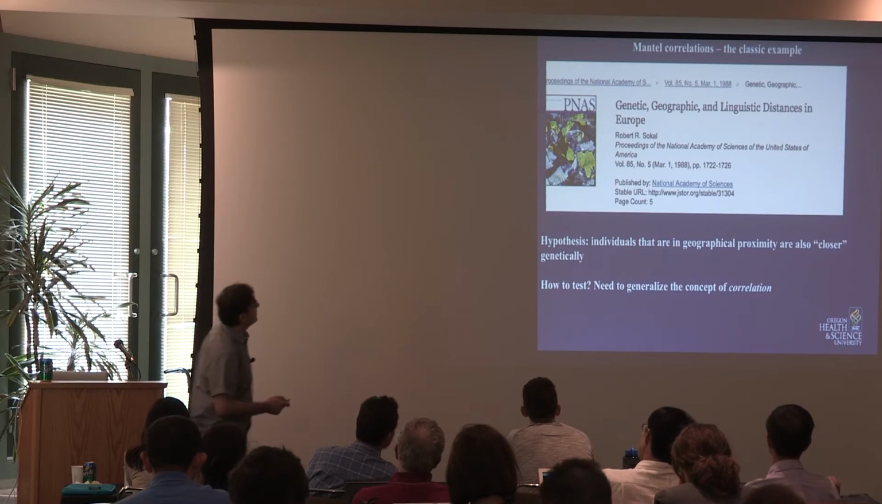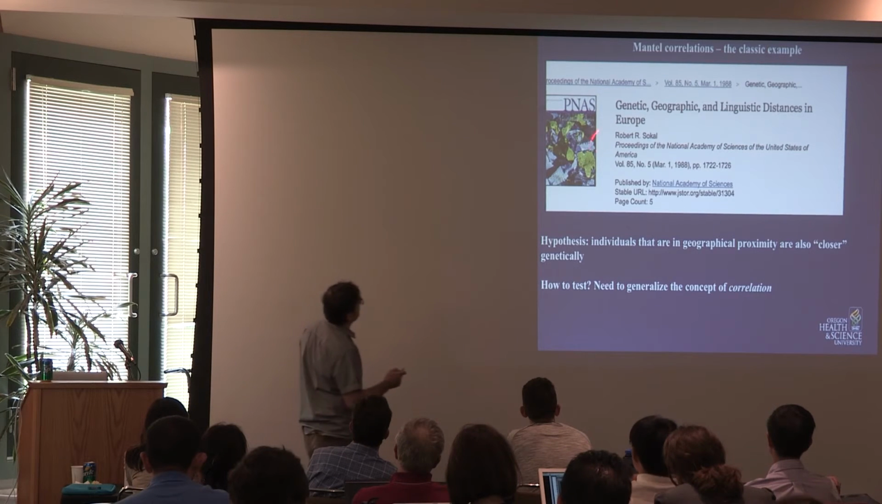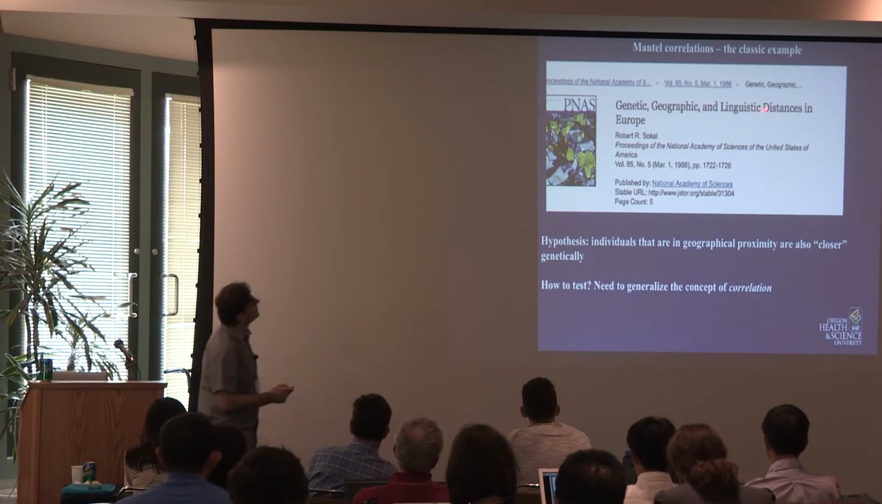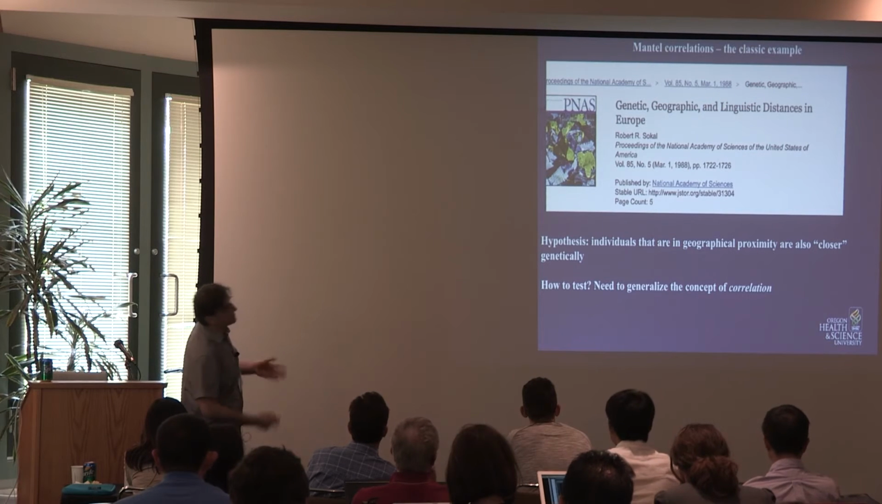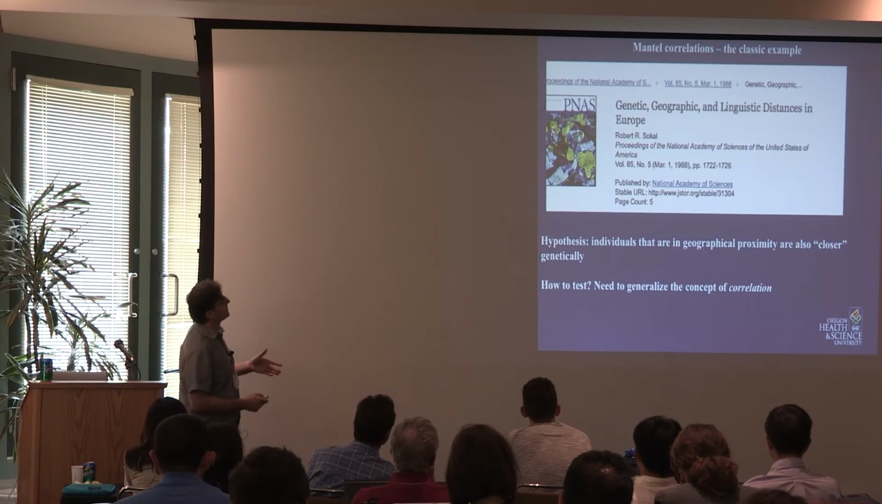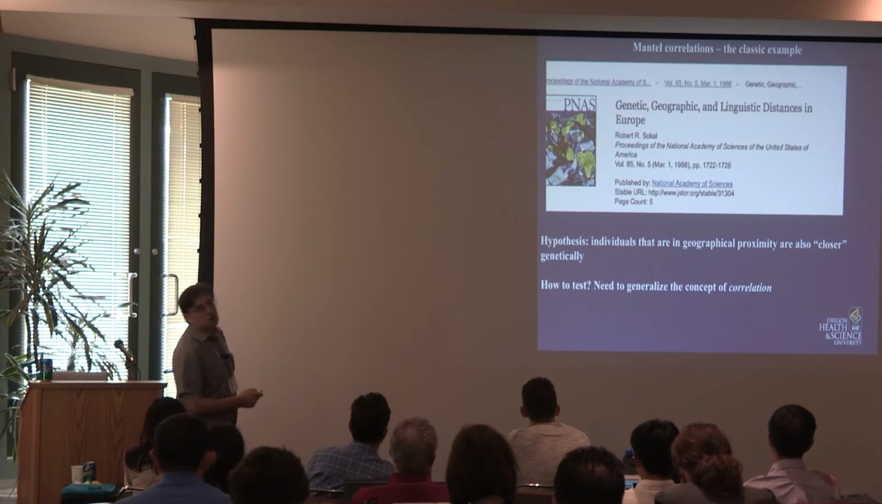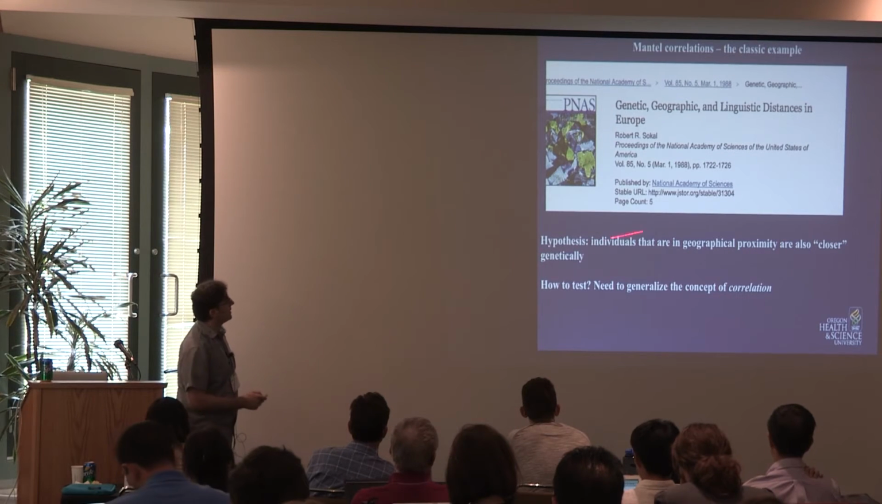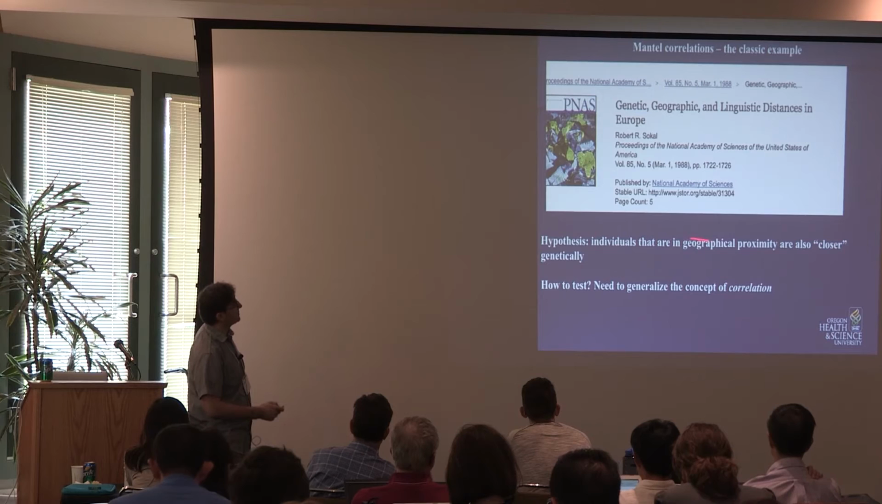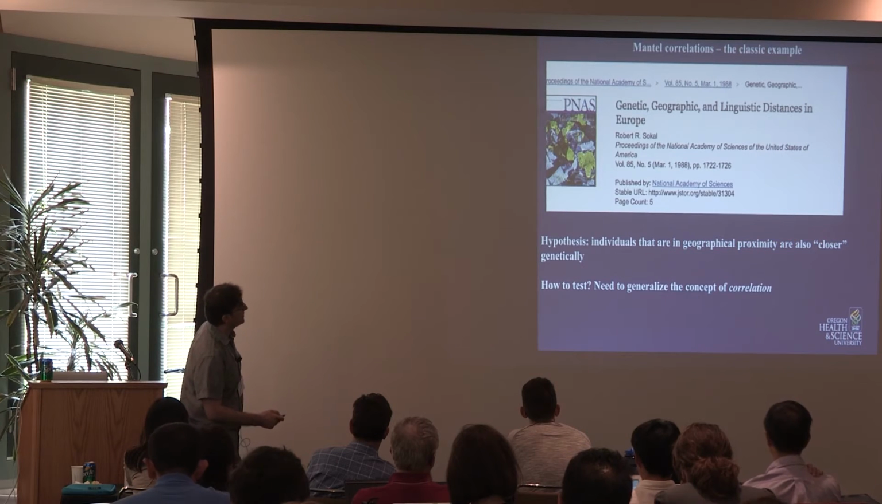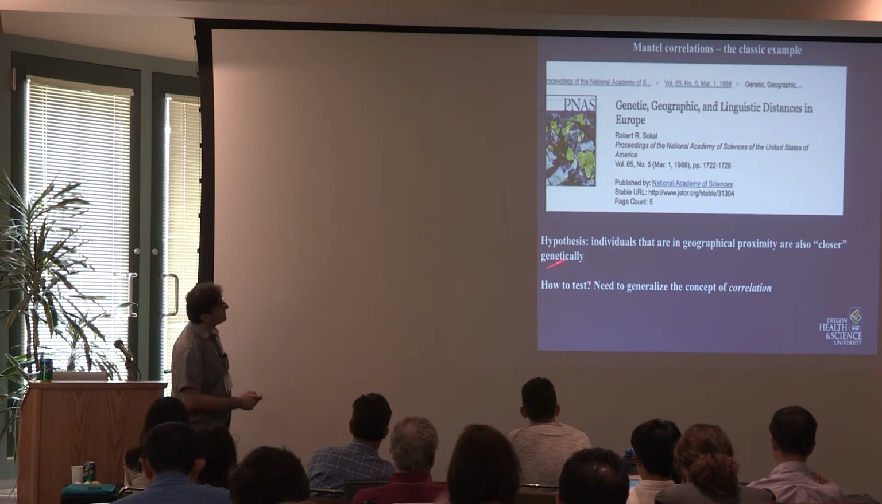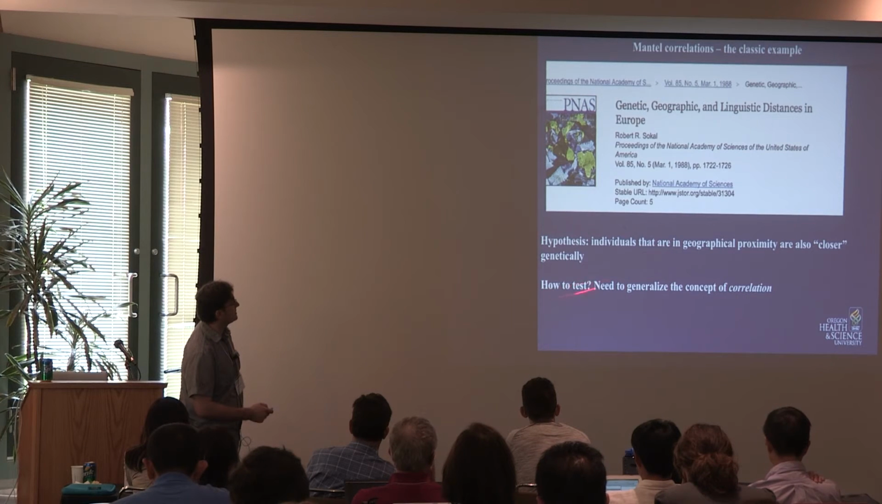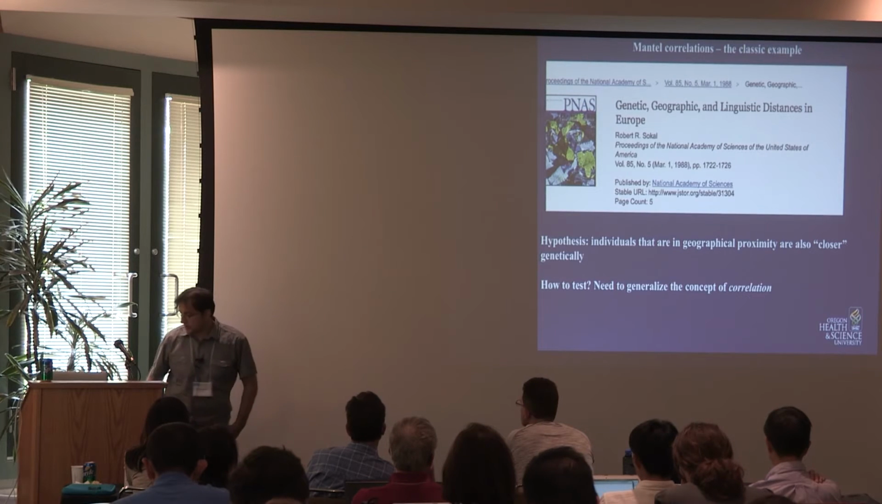Imagine that you are in Europe and you find that there are similarities between the languages that people speak and also the genetic makeup. How do you relate that? And you also measure their geographical distance. Now your hypothesis is that individuals that are in geographical proximity are also closer genetically. How do you test this hypothesis? We'll generalize the concept of correlation.